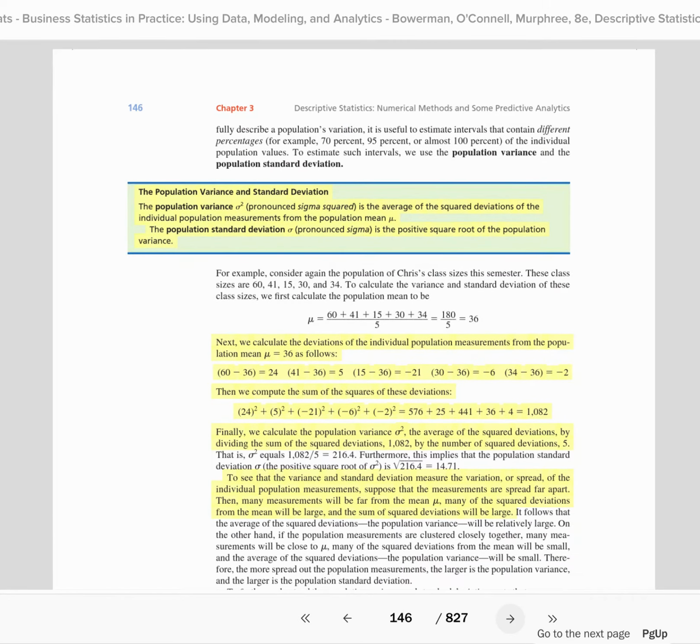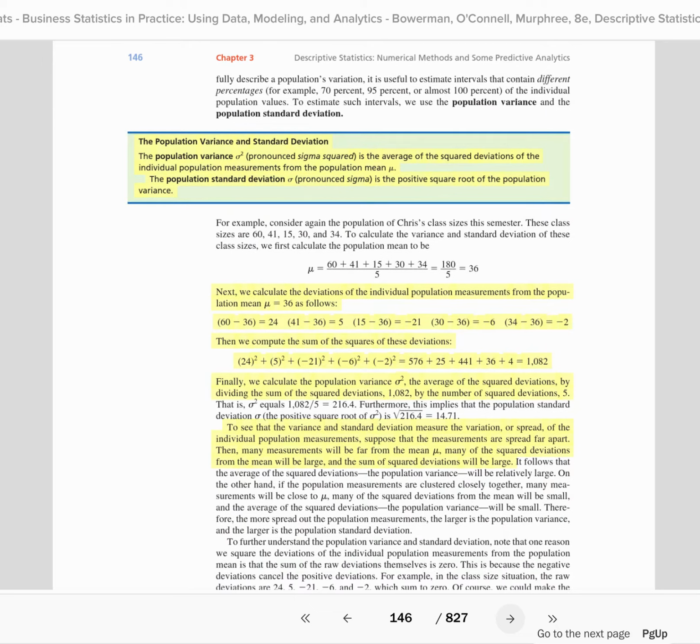The other, much more popular way of looking at the variation of your data is by calculating the variance. The variance is denoted by sigma squared. And how we can calculate it, we need first to get the mean. So we are going back to the example we saw last class, last video. Chris's class had 5 different class sizes, and we divided by the number, we obtained the mean. After obtaining the mean, we will be able to calculate the variance.